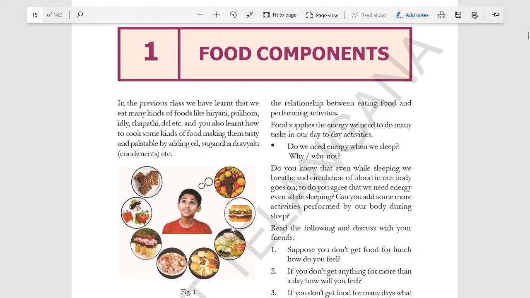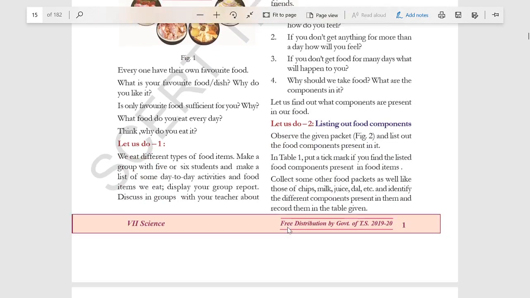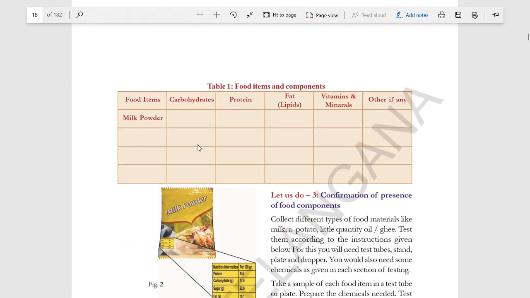Hello everyone, this is lesson number 1, food components, of 7th class science subject. So what are the food components? Here you can see a variety of food items. What are the components present in which variety of food? So there are 5 varieties of components.